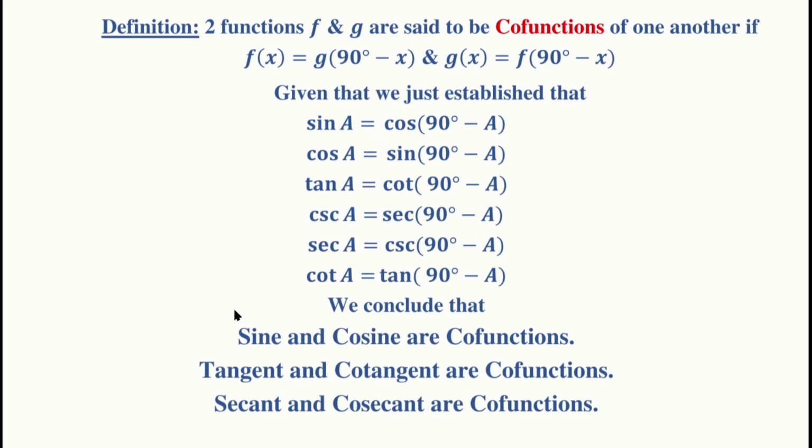So we conclude that sine and cosine are indeed cofunctions. Tangent and cotangent are cofunctions. And secant and cosecant are also cofunctions. Even though the concept of cofunctions is a general one that can hold true for any function that satisfies it, they're almost exclusively used in trigonometry.